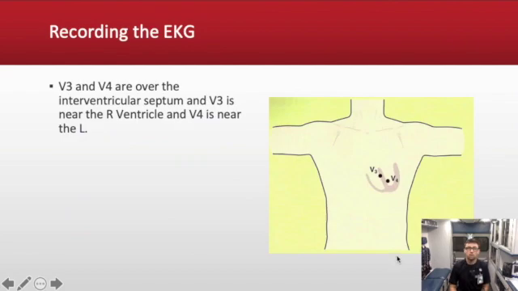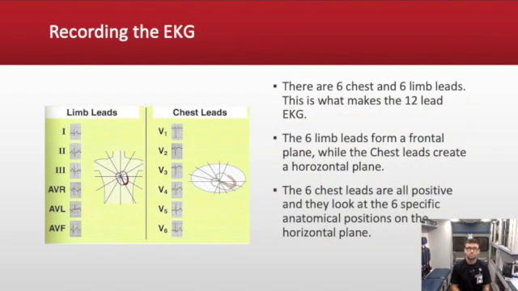V3 and V4 are over the interventricular septum, and V3 is near the right ventricle and V4 is near the left. So the septum, remember, is what's separating the right and left ventricle, where our bundle of His, bundle branches, and then we start getting those Purkinje fibers. V3 and V4 are actually sitting on the septum, so those are your septal leads.